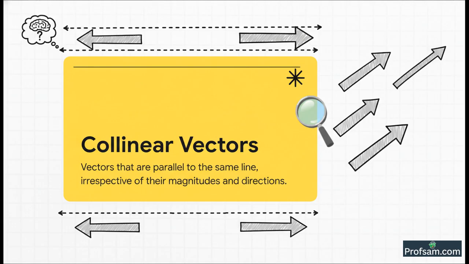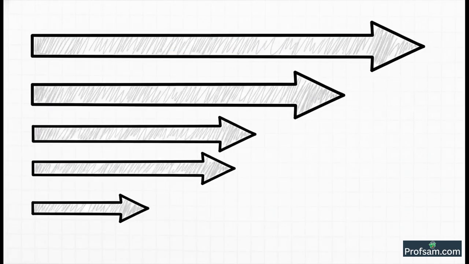Let's break that down so you never forget it. Let's make this really simple. Think of a viral social media trend, like a new dance challenge. Everyone is kind of doing the same thing, so you can think of them as being on parallel paths. But some people's videos go super viral. That's a bigger magnitude. Others might just be starting out, so their video has a smaller magnitude. They are all following the same line of action, so they're all collinear.